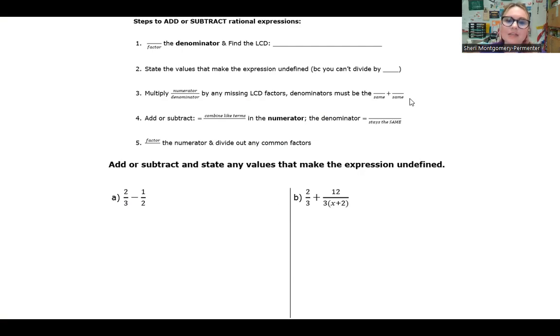At the top, you have the list of directions to add or subtract rationals. The first step, you have to make sure you factor the denominator. It's a little different than last class when you had to factor the numerator and denominator. It is the denominator. And then you will find the LCD. The LCD stands for the lowest common denominator.